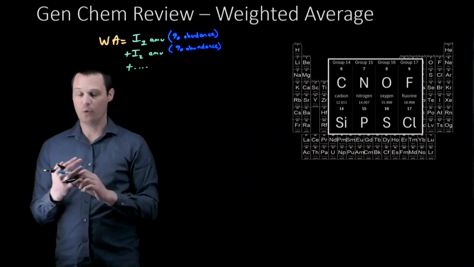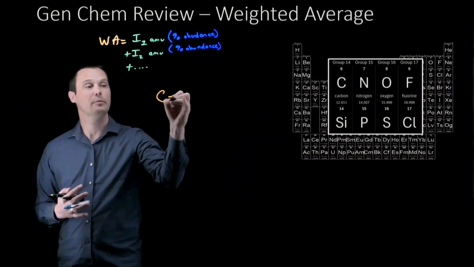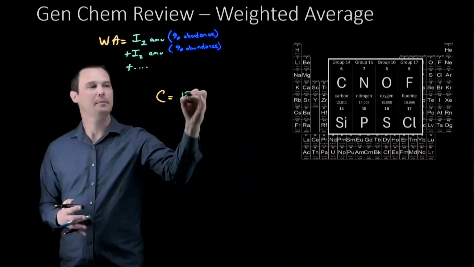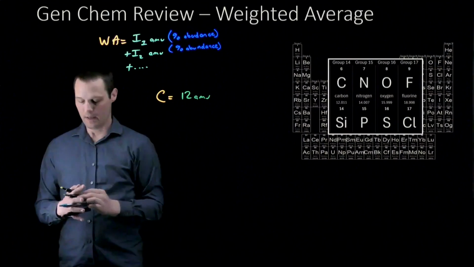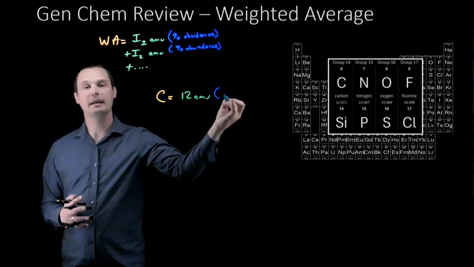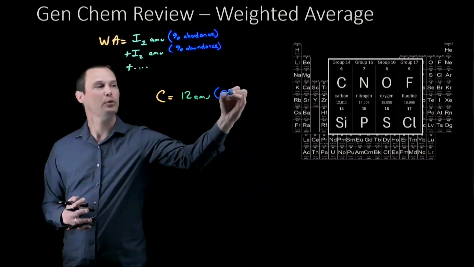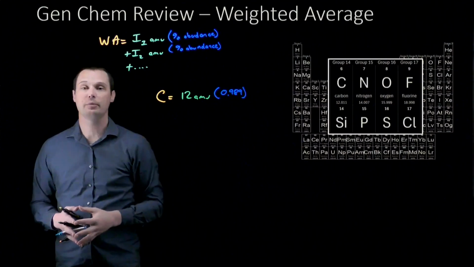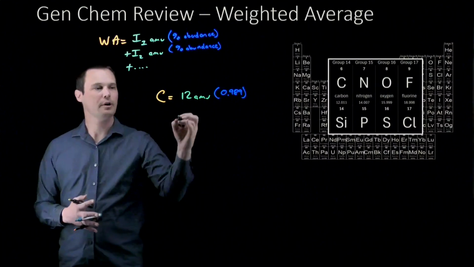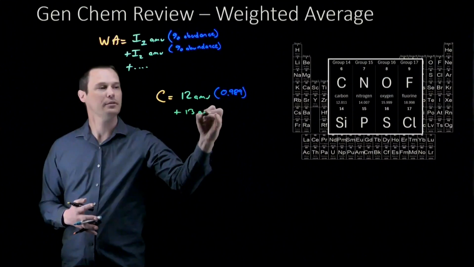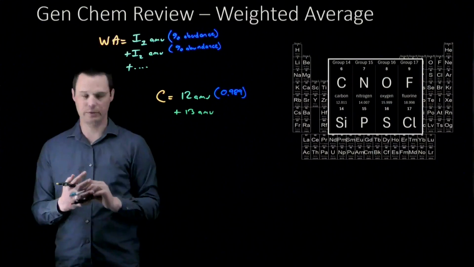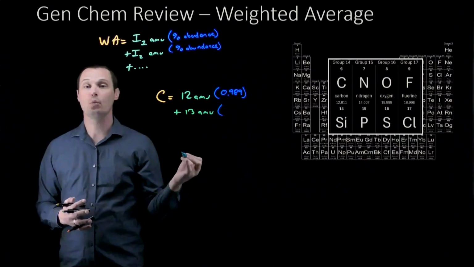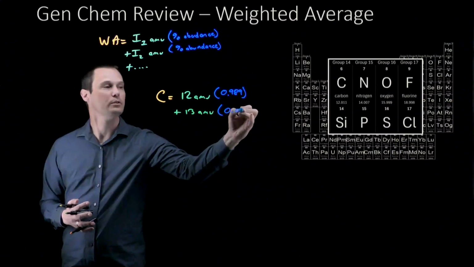So if we want to find the weighted average atomic mass for carbon, the first isotope of carbon has a mass of 12 amu, and its natural abundance is 98.9%, or 0.989. It's the most abundant isotope of carbon in the universe. The next isotope of carbon is carbon-13, with a mass of 13 amus, 6 protons, 7 neutrons, and its natural abundance is 1.1%, or 0.011.